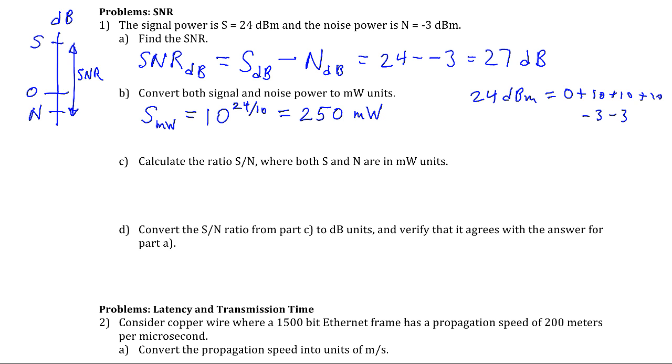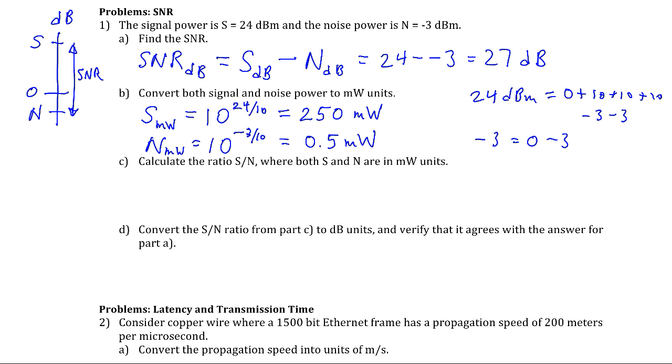The noise power in milliwatts is 10 to the minus 3 over 10. And this we also know, -3 is 0 minus 3, which starts us off at 1 in linear units. Minus 3 takes us to 0.5. So this is going to be 0.5 milliwatts. Do it on your calculator, you'll get something very close to that.